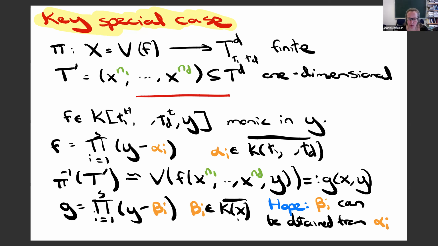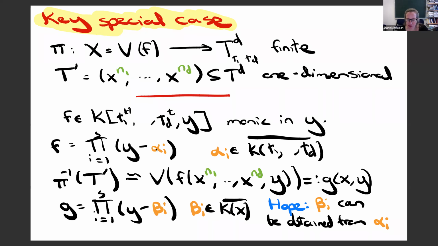Why is that the hope? Because we start with the assumption that X is irreducible, so f is an irreducible polynomial. That means in particular that none of these alpha_i are actually polynomials. And also, you can't factor f. If you tried to factor f, taking the product of some subset of these, the coefficients are going to be symmetric functions in the alpha_i. So you also need that enough of the symmetric functions in the alpha_i are not polynomial.